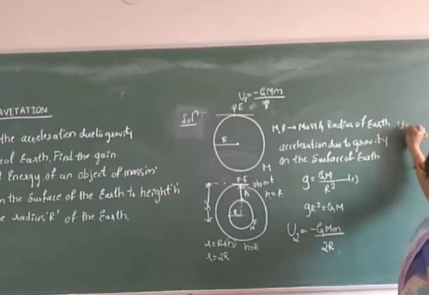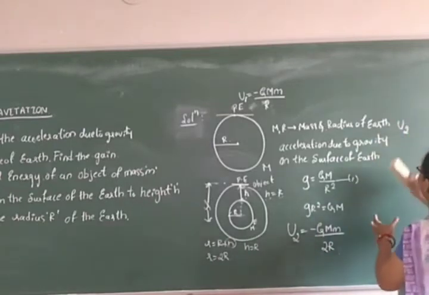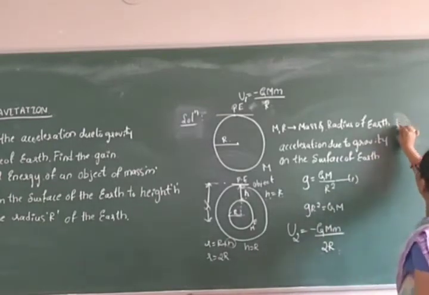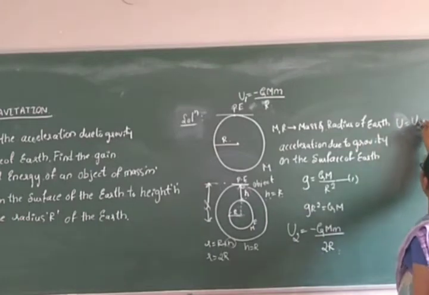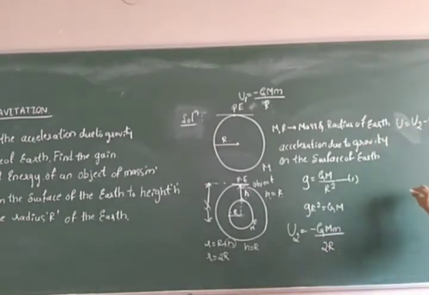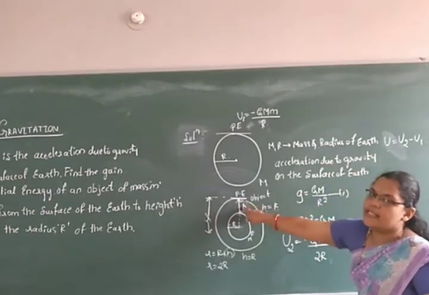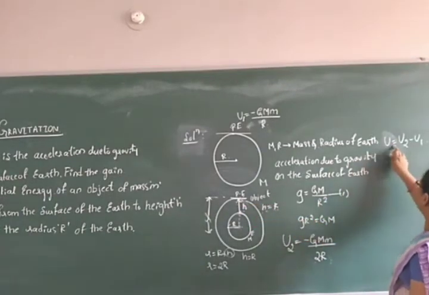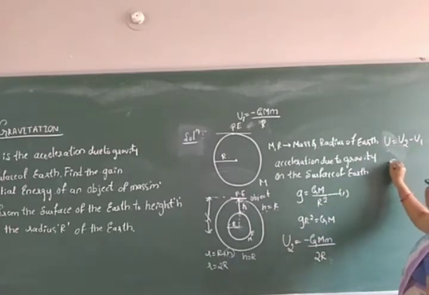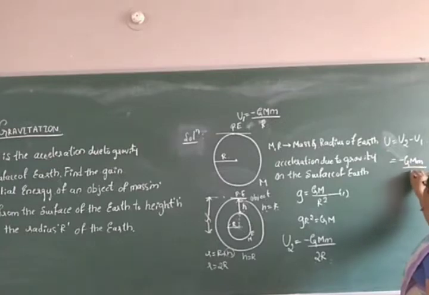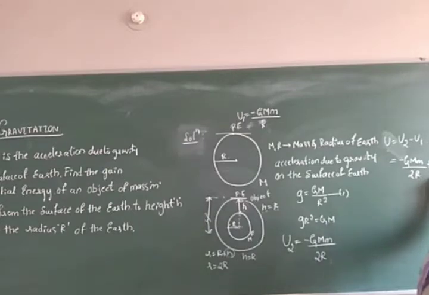Then we know the total potential energy gain, U is equal to U2 minus U1. So the total potential energy gained by the object when it is above the surface of the earth is U equal to U2 minus U1. So minus G capital M small m divided by 2R, minus of minus, plus G capital M small m by R.